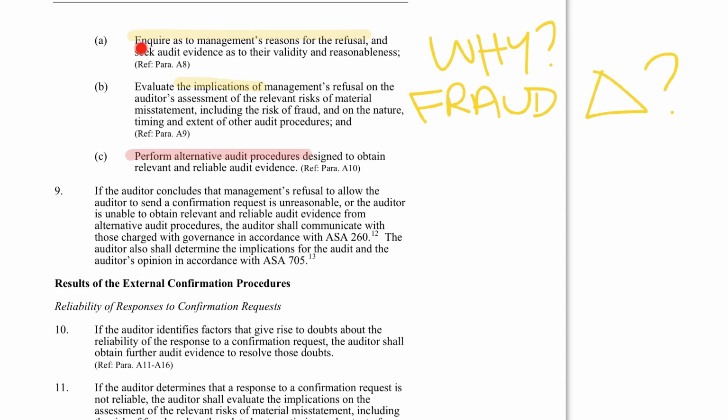We talk to management. They don't give a valid reason for refusing. I think this could be an indicator of fraud. I do alternative procedures, and I might still not get some evidence. Well, if I conclude that their refusal to allow us to send the request is unreasonable, and I can't get reliable evidence from somewhere else, then I need to communicate with those charged with governance. Remember, that's typically going to be our audit committee.